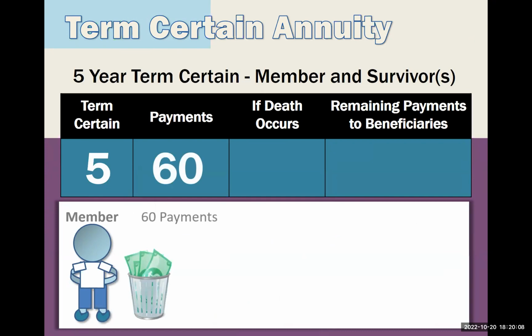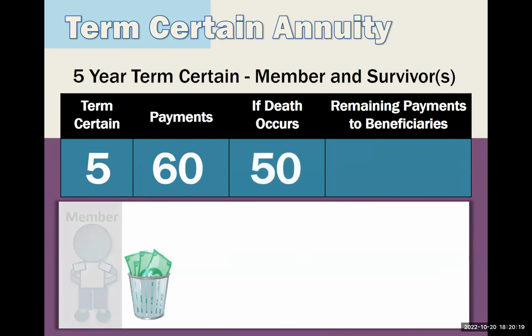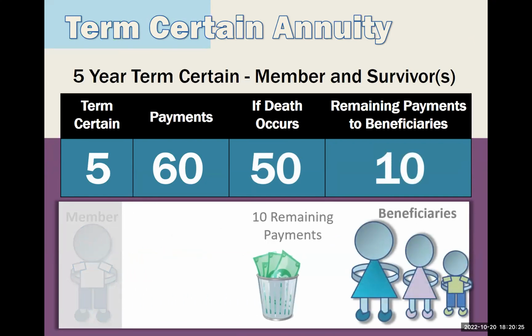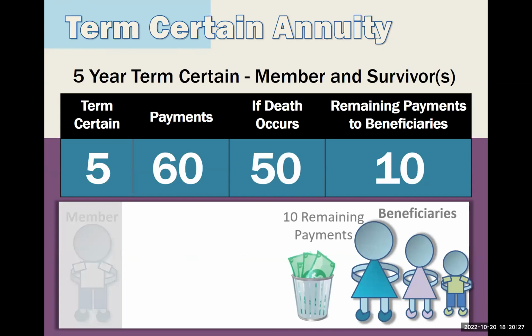If you choose the 5-year term certain, that's a total of 60 reduced payments. So 5 times 12 equals 60. If you pass away after the 50th payment has been made to you, then that leaves 10 payments remaining to be paid to your beneficiaries. When those 10 payments have been paid, that means the 5-year term has been satisfied and no more payments will be made and the account will be closed.